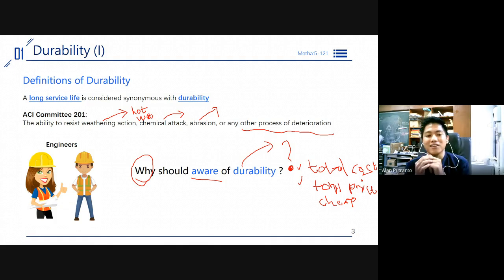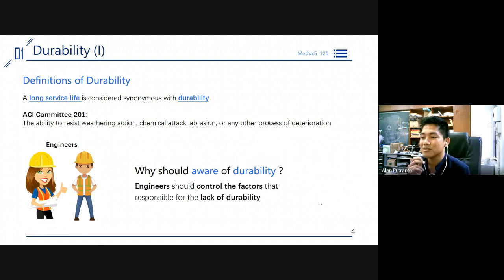That gets the point. Thank you so much, seniors. His opinion is also good. Actually, when we are aware of durability before we create the concrete, that will save so much money. When our structure becomes damaged early, it will be very difficult for us to maintain it, for any kind of structure. This is why we should be aware of durability. As engineers, we should control all the factors that are responsible for the lack of durability.